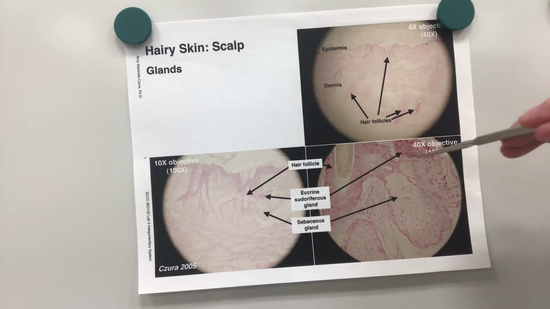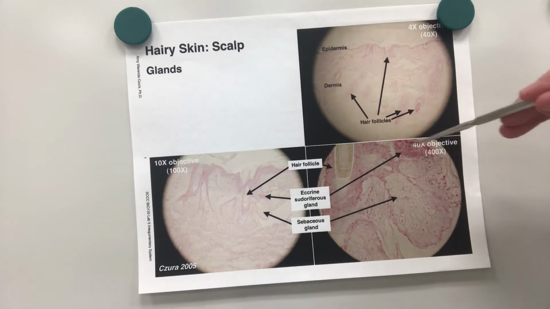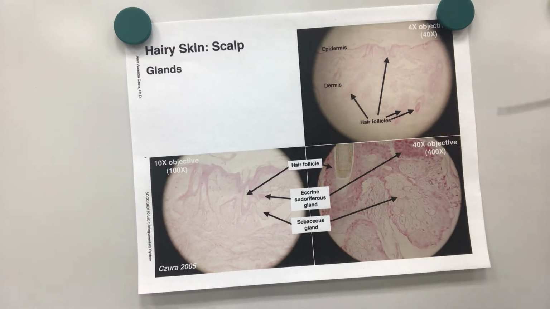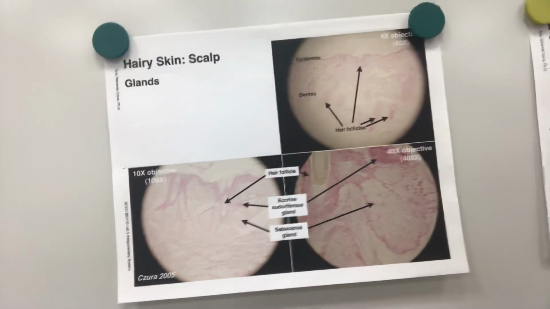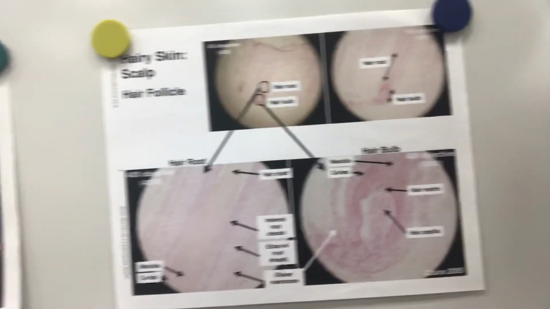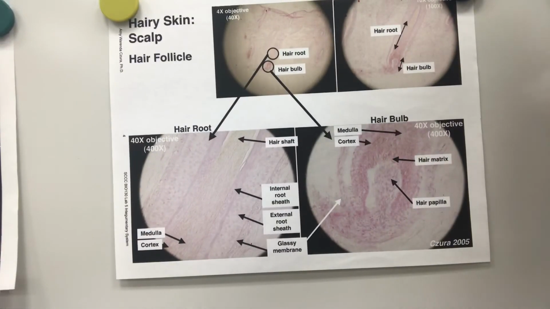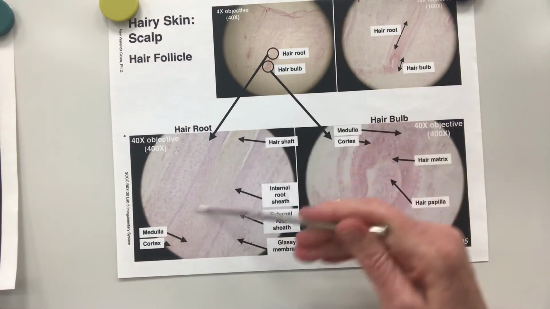And also we have over here the darker eccrine, or sudoriferous gland, which is the sweat gland. Look at other pictures to see that, and it's kind of coiled, and you can look in your lab book for some other photos of it. Then the last slide that we have to look at is the hairy scalp again, but we're looking at the hair follicle. Here is the hair follicle itself.